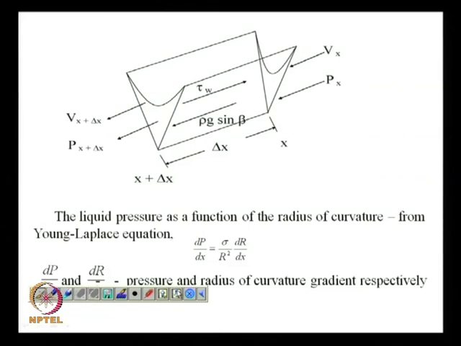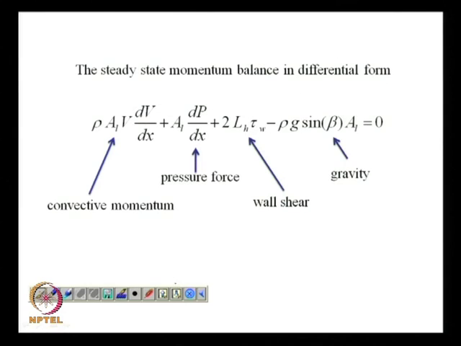In the modeling part, which I have described in the last class, basically the pressure gradient is caused by a gradient in the radius of curvature. So, as long as we have a non-zero gradient in the radius of curvature, there will be some pressure gradient which will cause the liquid to flow. And this is the momentum balance equation.